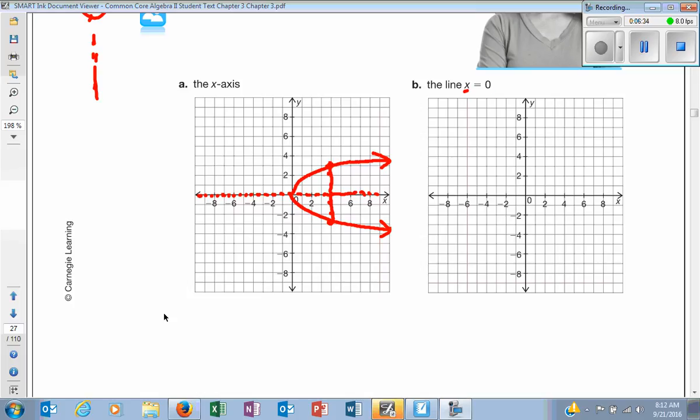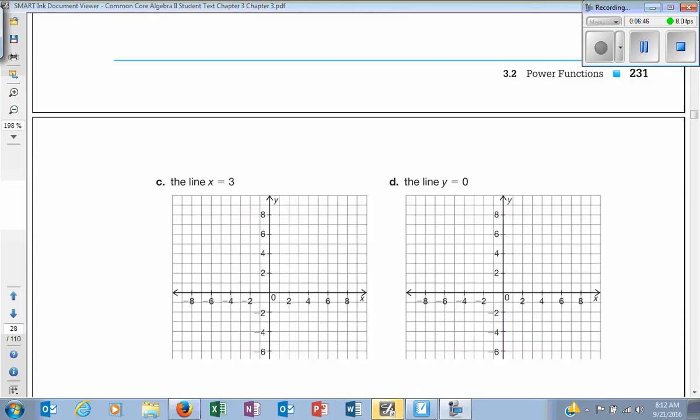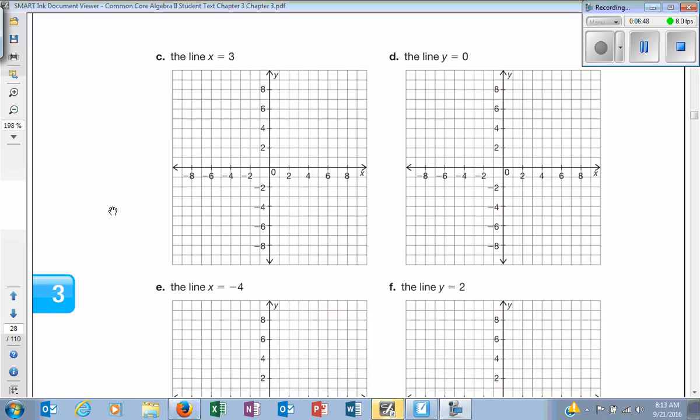What are they really asking here? When does x equal 0? What's another word they could have put here instead of that? They could have said the y-axis. I'm not going to go through that one, just want to point that out. Those are synonymous.